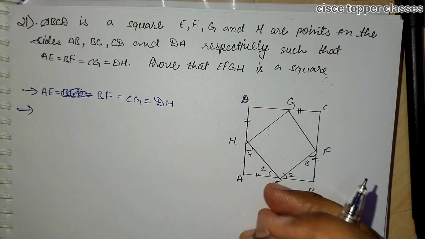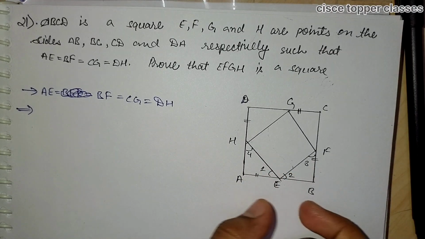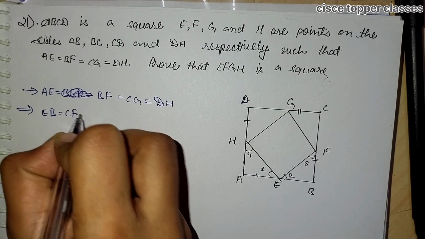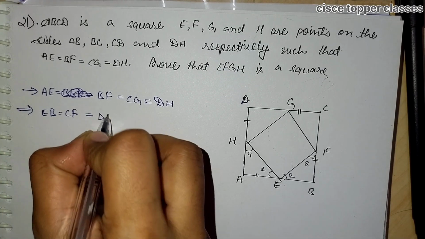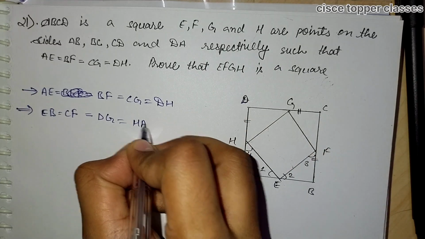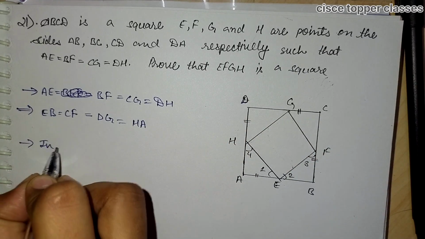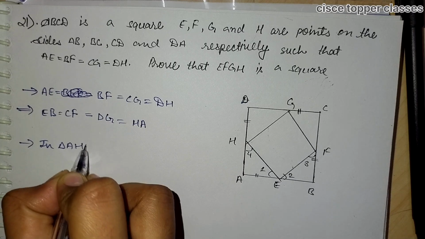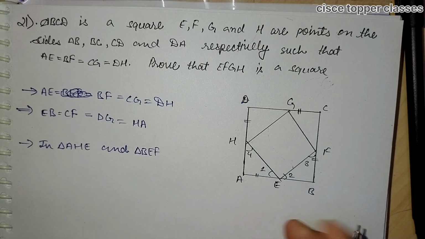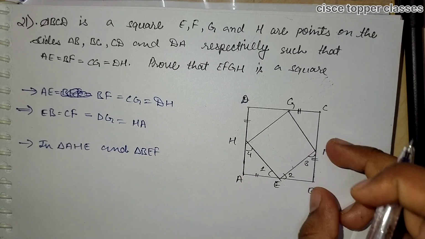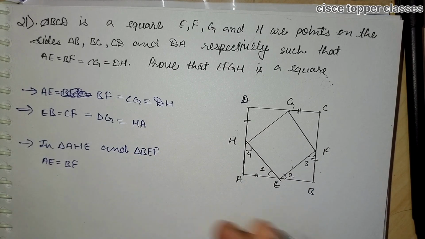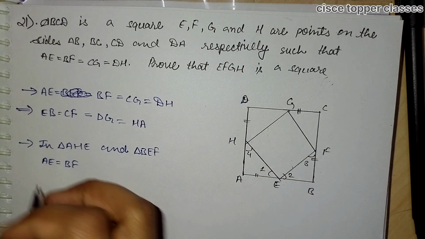So from this part only we can write that EB is equal to CF, and this is equal to DG, and this is equal to HA. So simply here we can take triangle AHE and triangle BEF. We can write AE is equal to BF. This is given to us. Again we have HA is equal to EB.